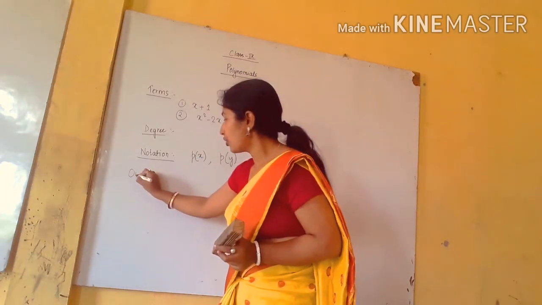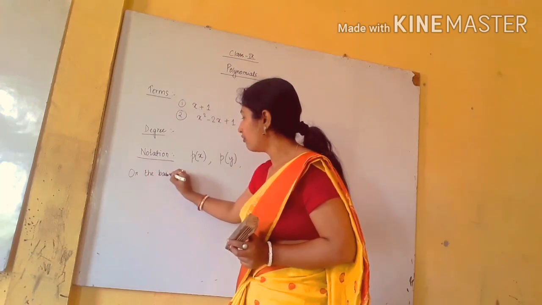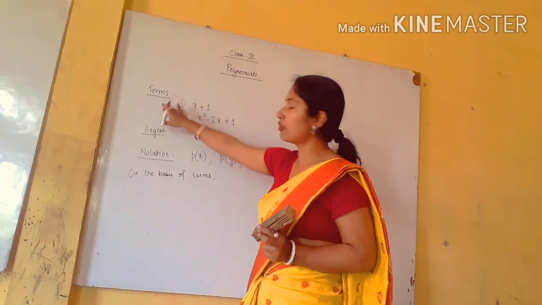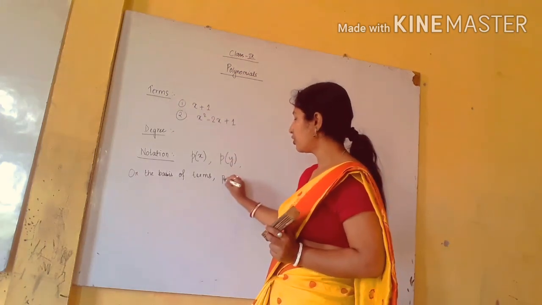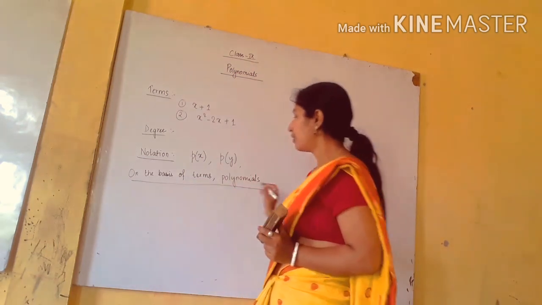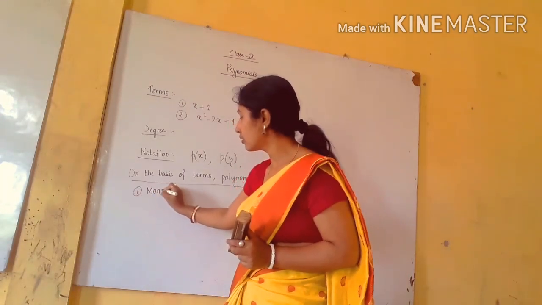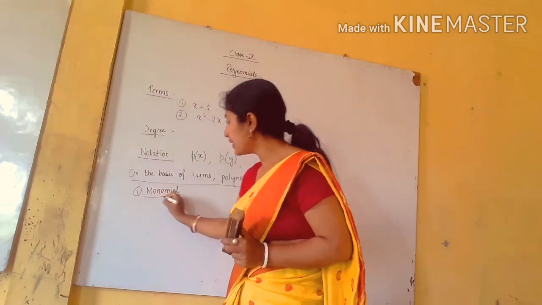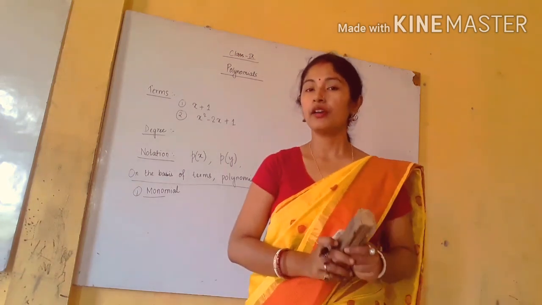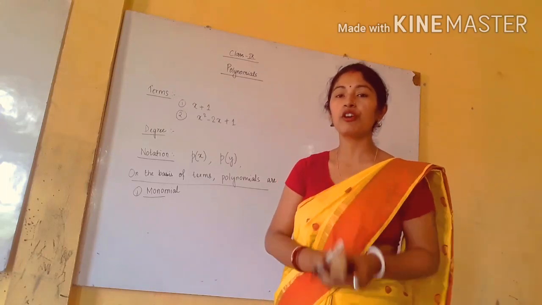Next is division. On the basis of terms, you know, already I have discussed terms. So on the basis of terms, polynomials are divided into 3 types. First is monomial. Mono means single, meaning the polynomial having only one term. Here you don't have to see the power of that polynomial. Here you have to check the number of terms.